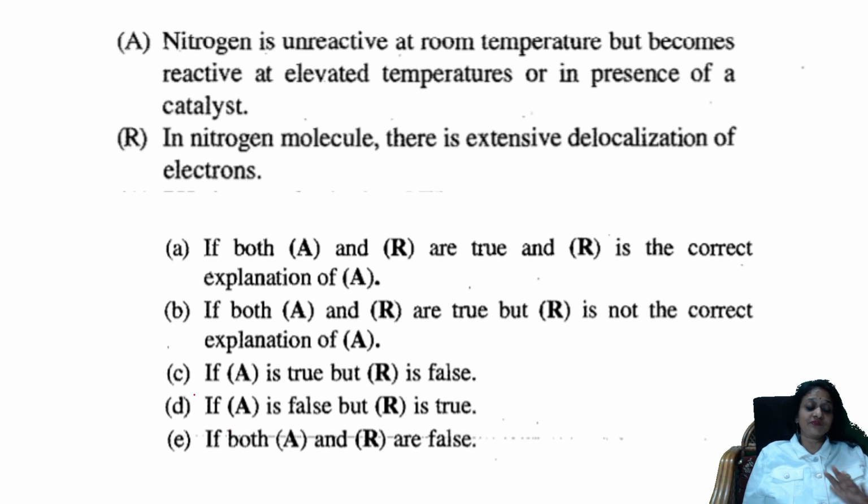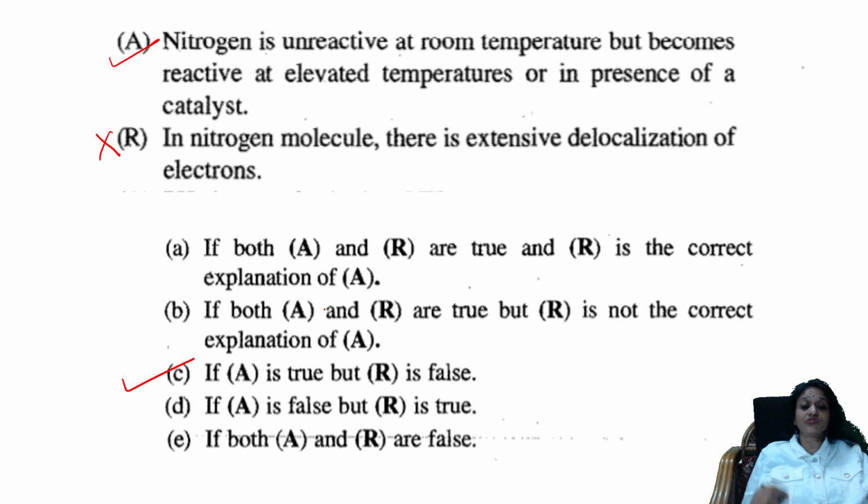Now, remember, students, first I'll give you the answer, then I'll explain it in detail. According to me, nitrogen is unreactive at room temperature. Yes, it is true. A is true. Then, in nitrogen molecule, there is extensive delocalization of electrons. R is false. Let's see it in detail.